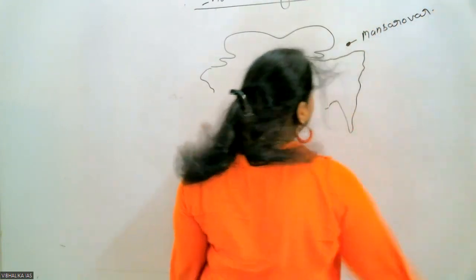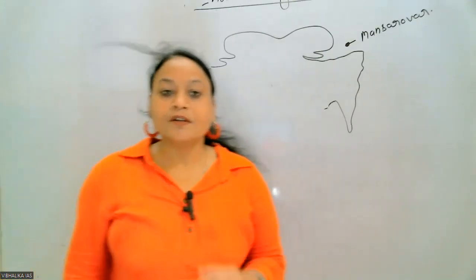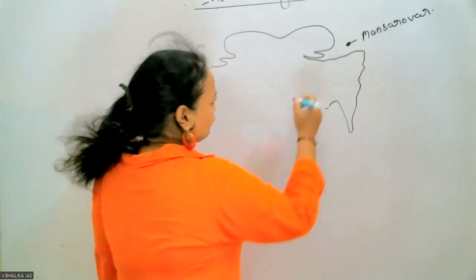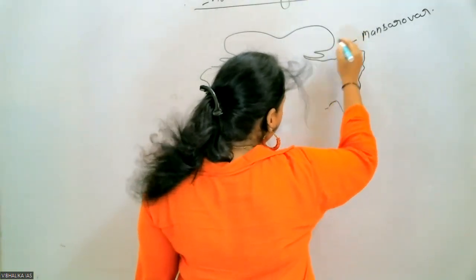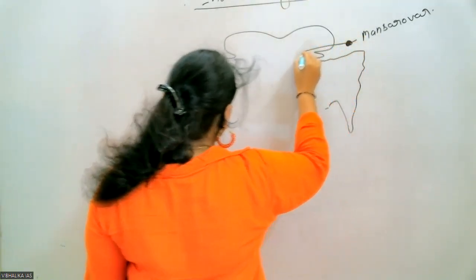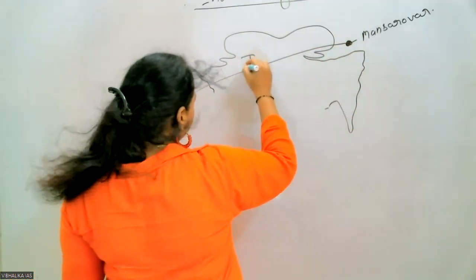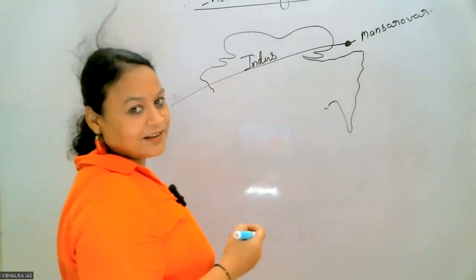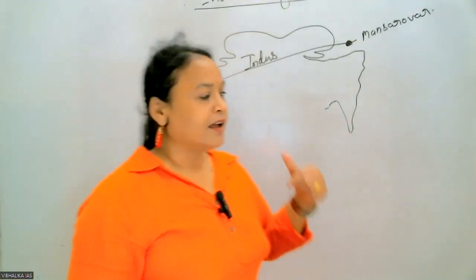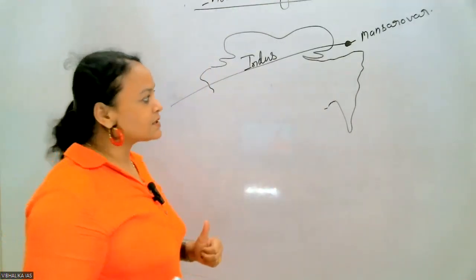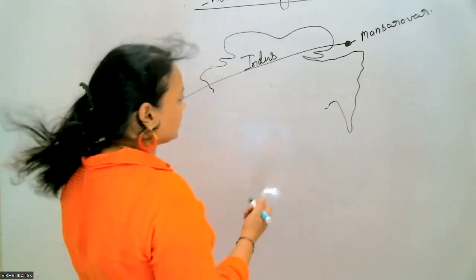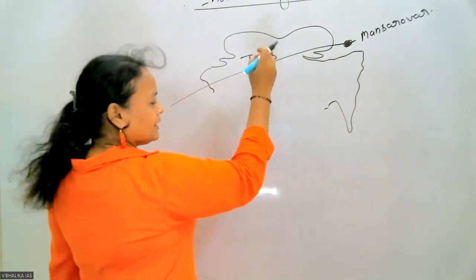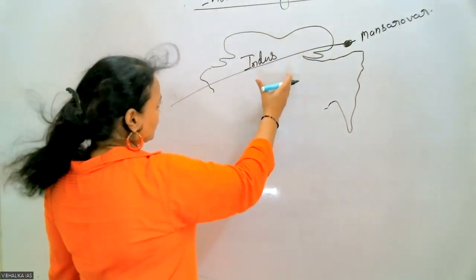What is the name of this lake? Mansarovar Lake. This lake is situated in Tibet, right? And from this lake, one river originates. The name is Indus. What is the name? Indus, which you call Sindhu Nadi in Hindi, right? In English, this is called Indus. So from this Mansarovar Lake, this Indus River originates.